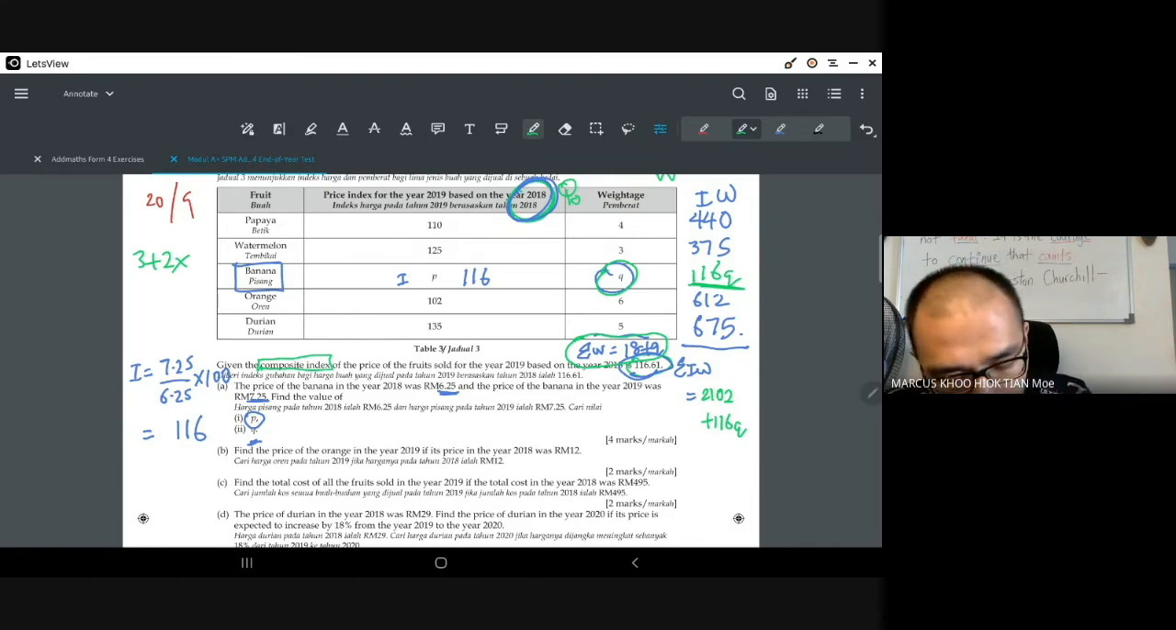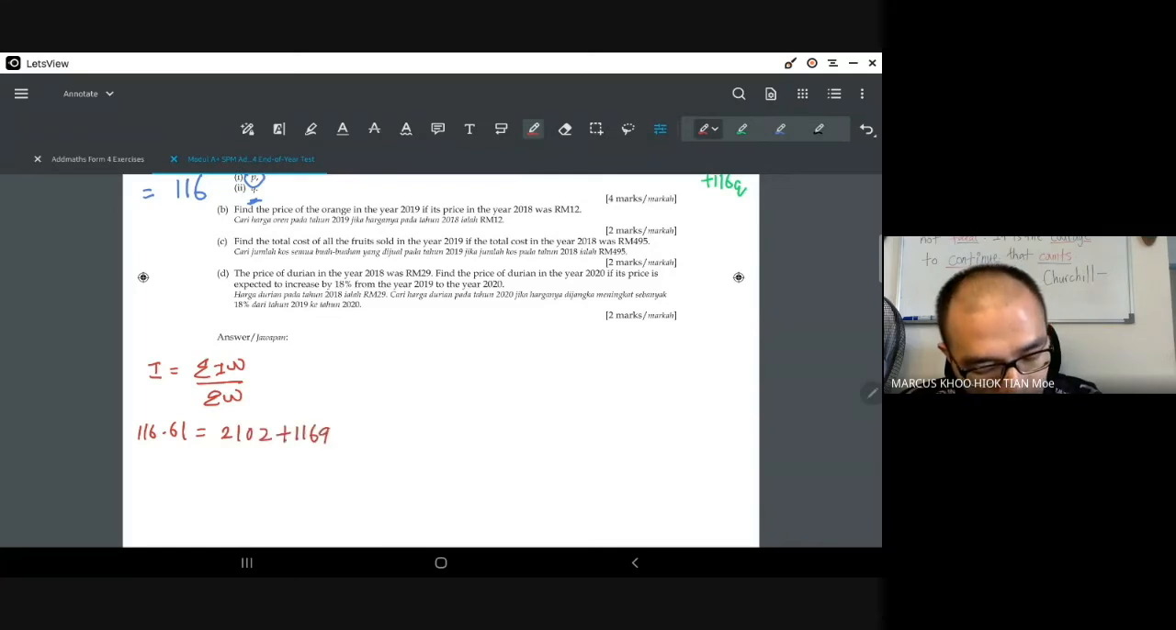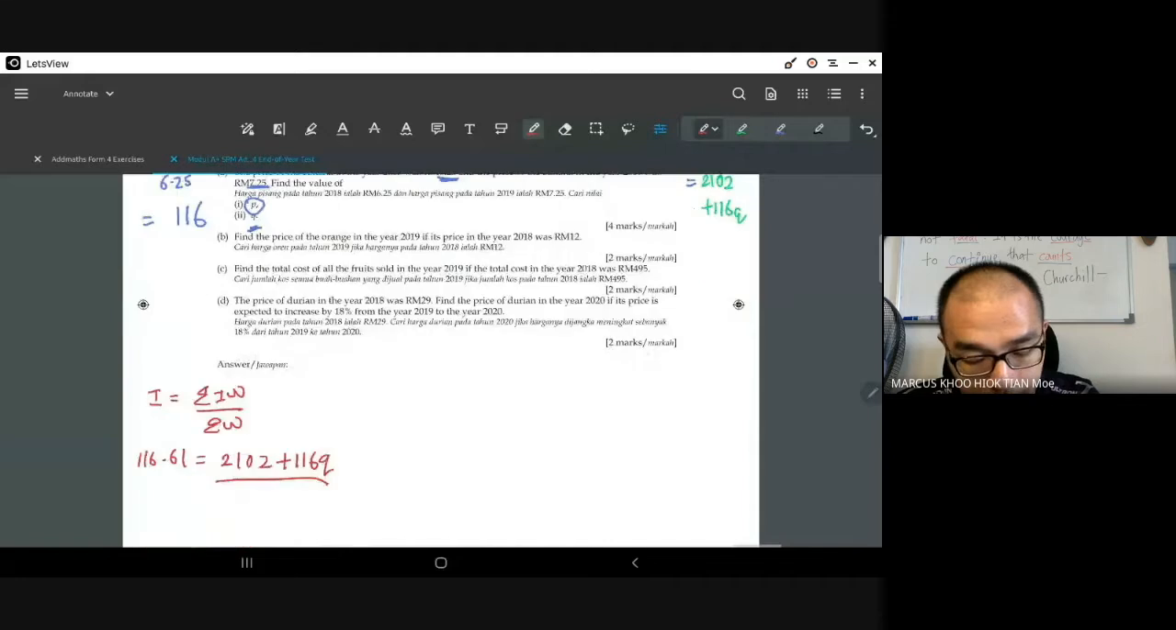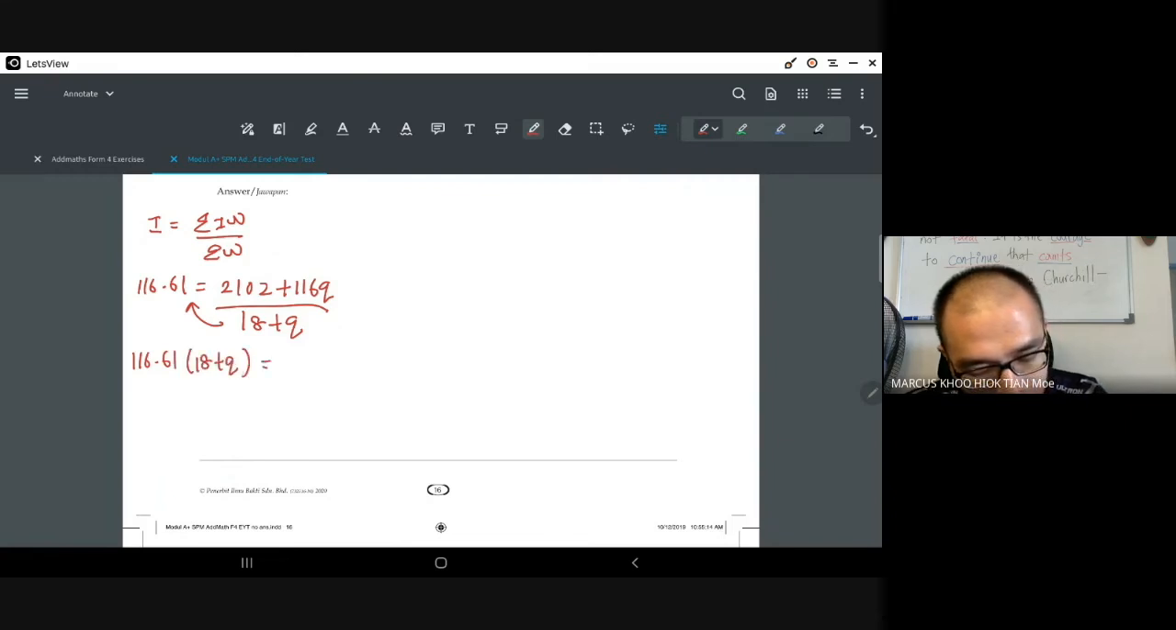Okay, now they say the price index is 116.61. So we put it into the formula. Price index equals total of IW over total of W. 116.61 equals 2102 plus 116Q over 18 plus Q. Okay, so what happens now is simple mathematics. We bring this across. 116.61 times 18 plus Q equals 2102 plus 116Q.